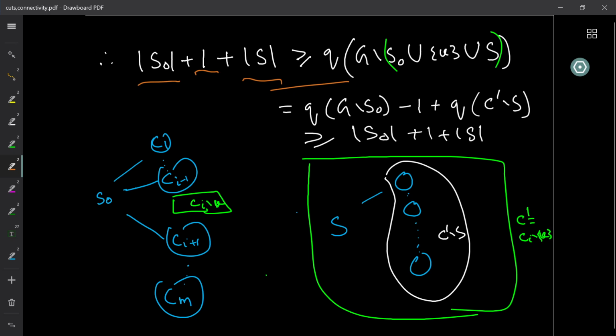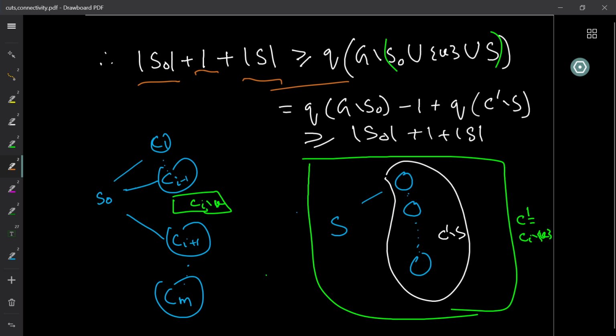Now what is this? Once I remove S0, I look at G minus S0 and the odd components in it, out of which we removed one, because we removed one vertex from that Ci. So that is Q of G minus S0 minus 1. And the remaining is the number of odd components in C dash minus S. By definition, that is the number of odd components that remain, because the other components are all accounted for here, and the remaining are even components. But Q of G minus S0 is actually equal to cardinality of S0 by definition of S0.